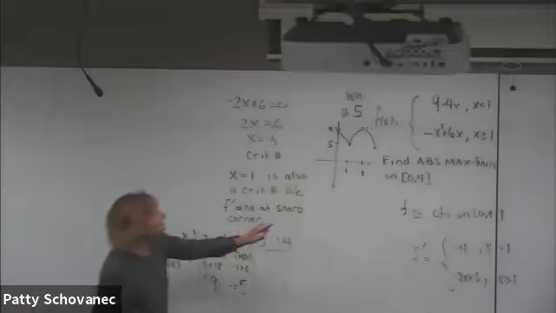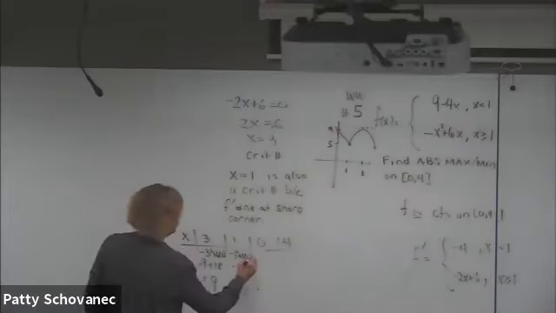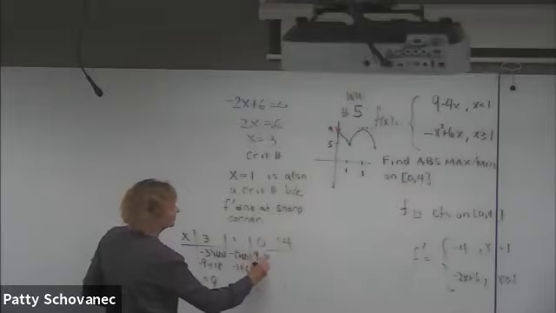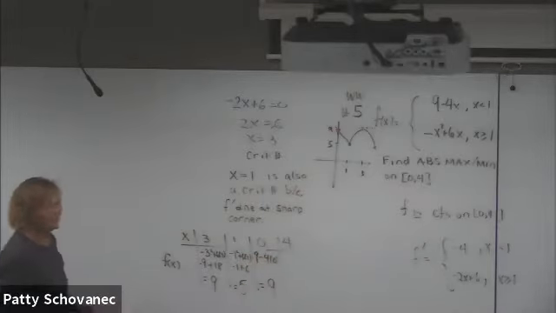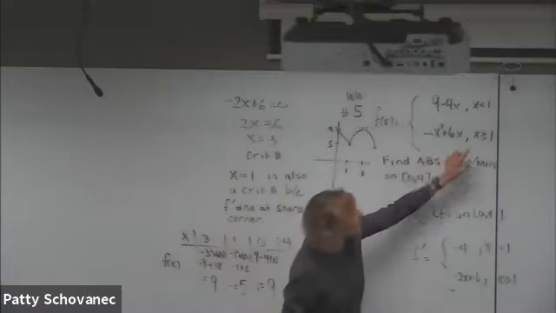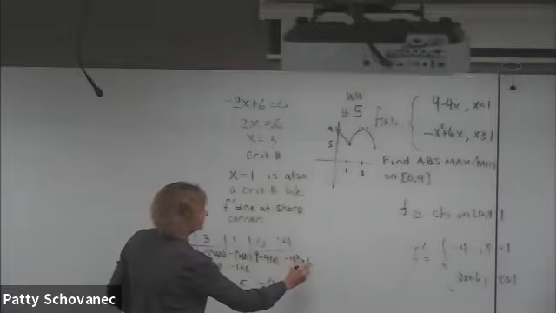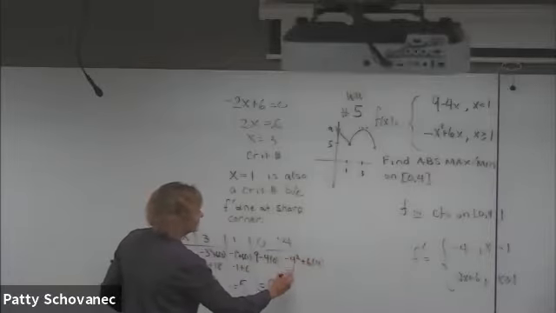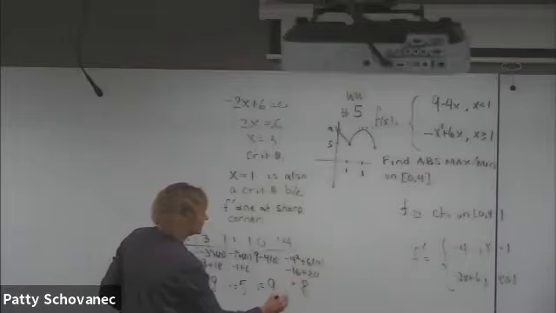x is 0 is on this piece, so I have 9 minus 4 times 0, which is going to give me 9. x equals 4 is here, so I'm going to have minus 4 squared plus 6 times 4. Minus 16 plus 24 is a positive 8.